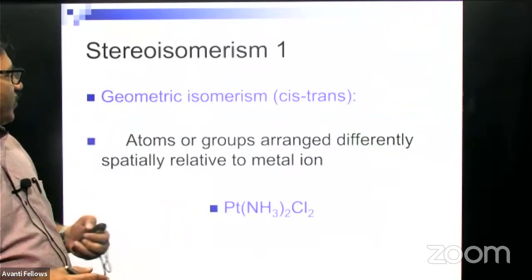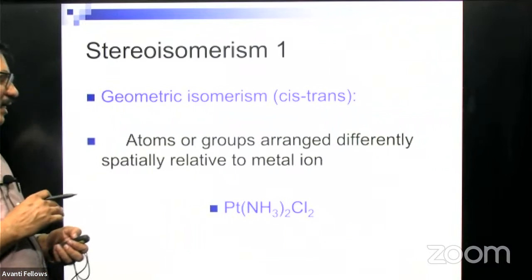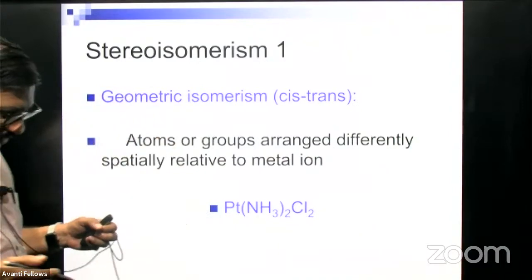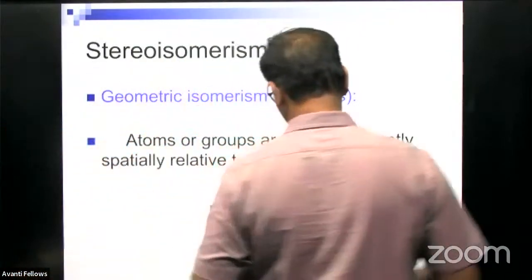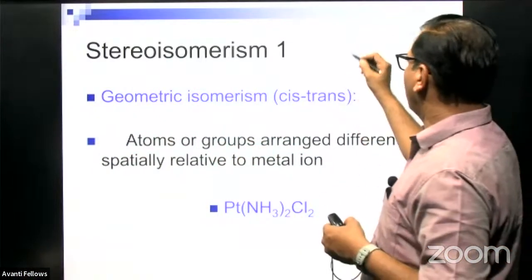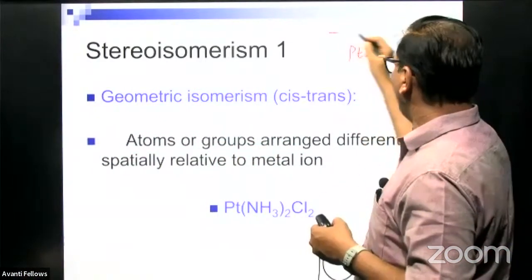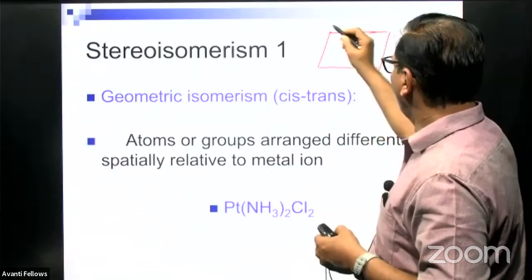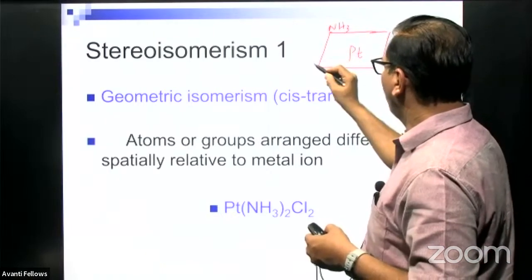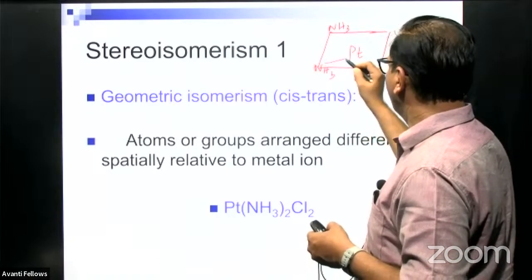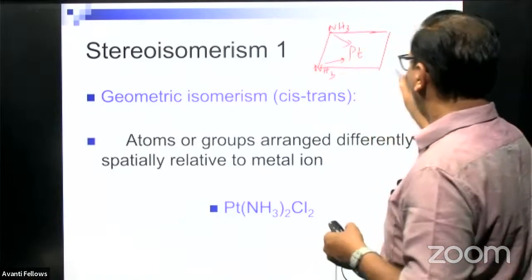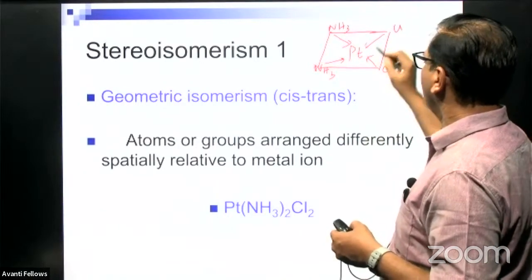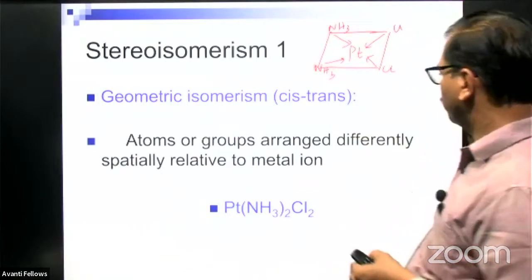Now, let us see geometrical isomerism. Atoms or groups are arranged differently spatially relative to the metal ion. Take the example of Pt(NH3)2Cl2. Platinum is the central atom. It is a square planar complex. Two NH3 are here, nitrogen giving a pair of electrons. Now two chloride ions, Cl2, there are two Cl, right?